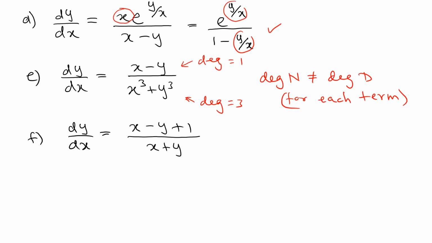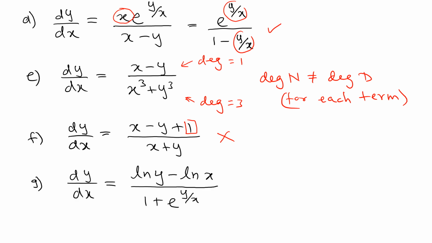But that's not what we are talking about. Here the degree has to be the same for each term. So here there's a 1. That 1 creates a problem because it's degree 0. So this is not homogeneous, because some terms don't have the same degree. Okay, so let's look at the last one.